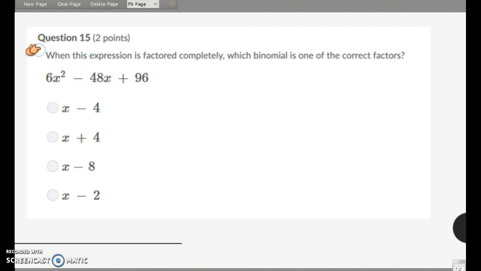Question number 15. When this expression is factored completely, which binomial is one of the correct factors? The polynomial is 6x squared minus 48x plus 96. And your answer choices are x minus 4, x plus 4, x minus 8, x minus 2.